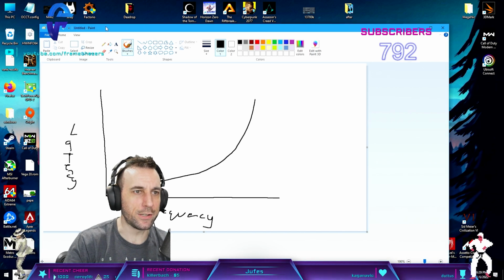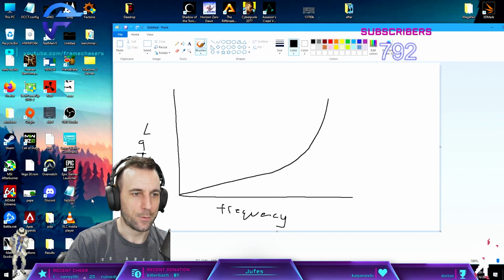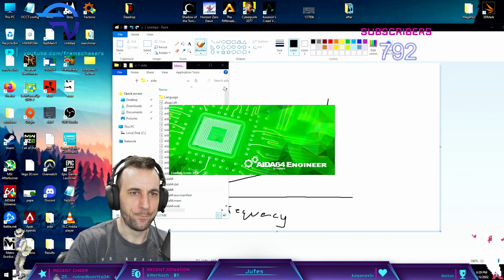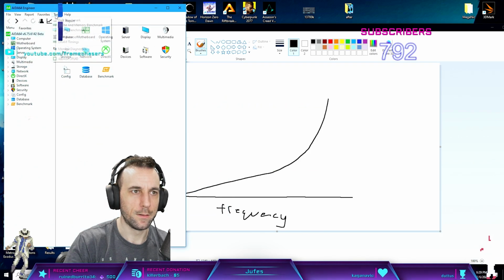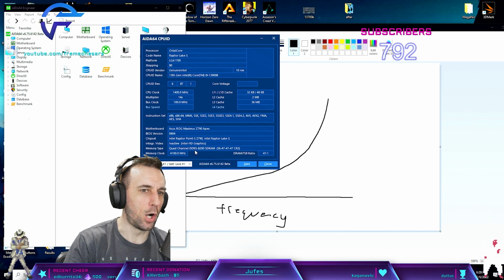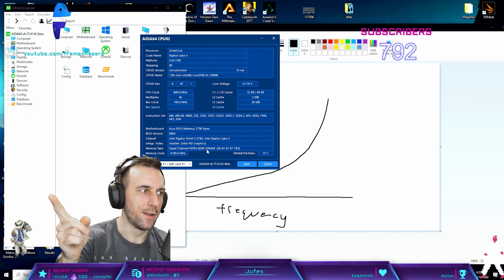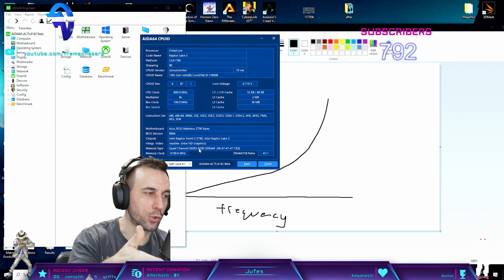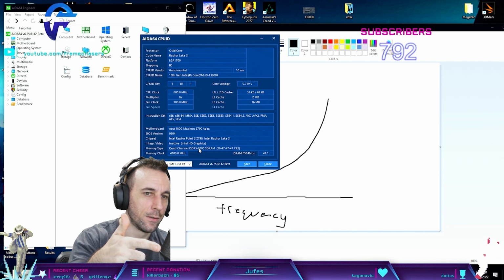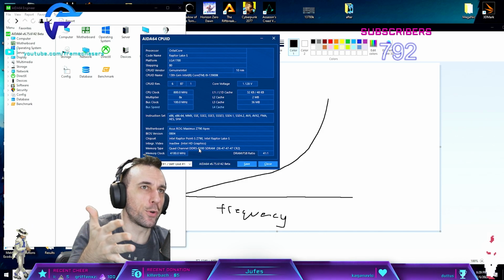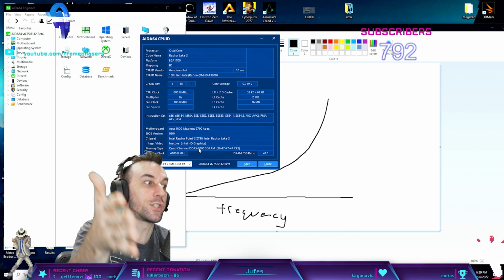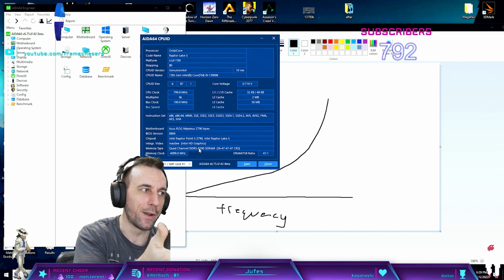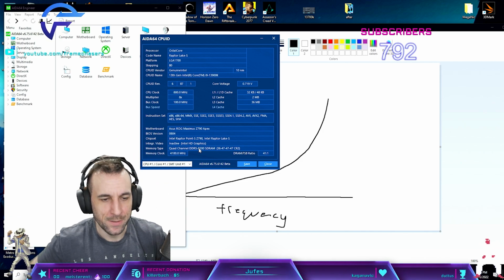If you look at my chip right here, I'm at 8200 DDR5 divided by 2, because gear 2, this is like 4100 DDR4. So there's no reason whatsoever not to use DDR5 now, because in gear 1 it's the same as 4100, right?